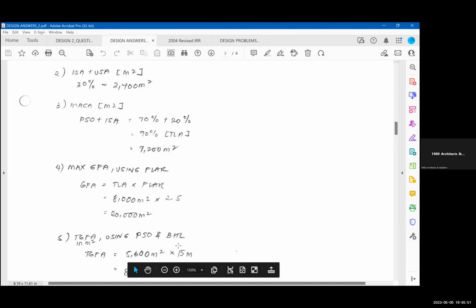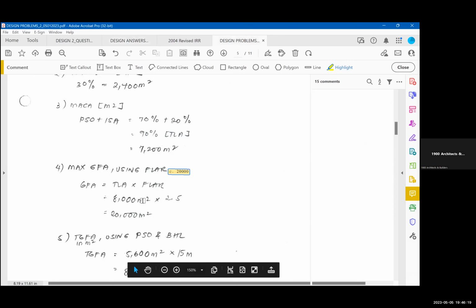Tapos, times 15 meters. Saan natin nakuha yung 15 meters? Kukunin natin yung BHL. BHL is, hahanapin niyo din yan sa rule set, rule 8. Okay, dun sa table na yun, nandun naman yung required BHL. So, it's 15 meters. So, 5,600 times 15 meters is equal to 84,000. So, it's letter C.